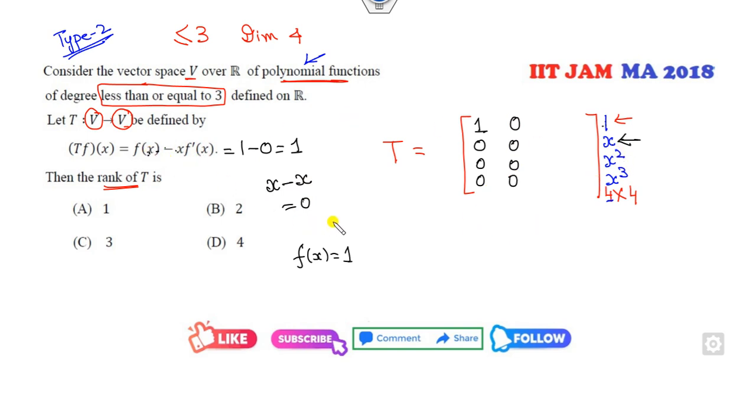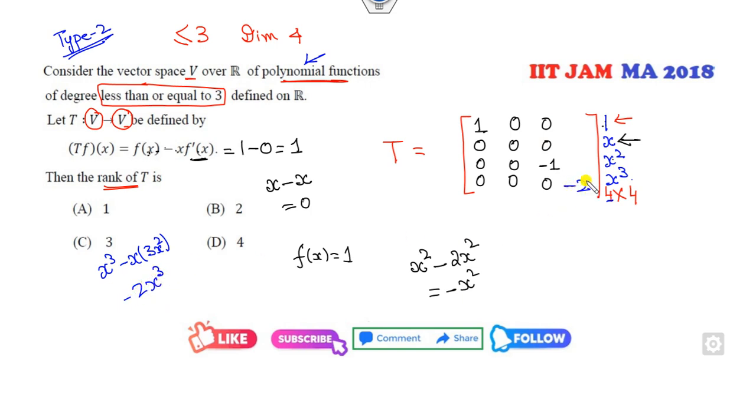X square: if I take the x square, the derivative of the x square is 2x, so it is minus x square, the coefficient of x square is minus 1, the rest values are 0. And the last part is if you take x cube, the derivative will be 3x square, so it will be minus 2x cube, so minus 2, the rest values are 0.